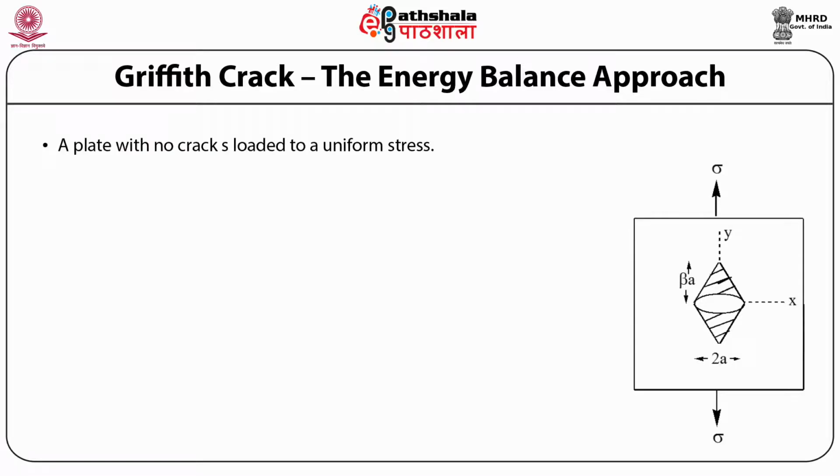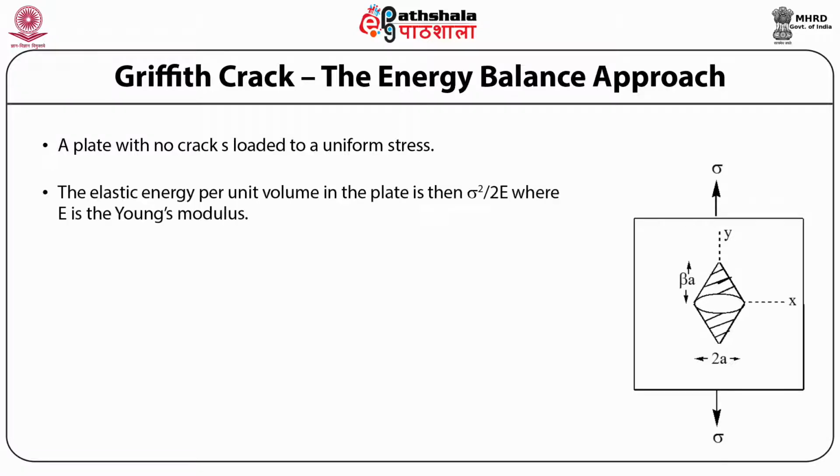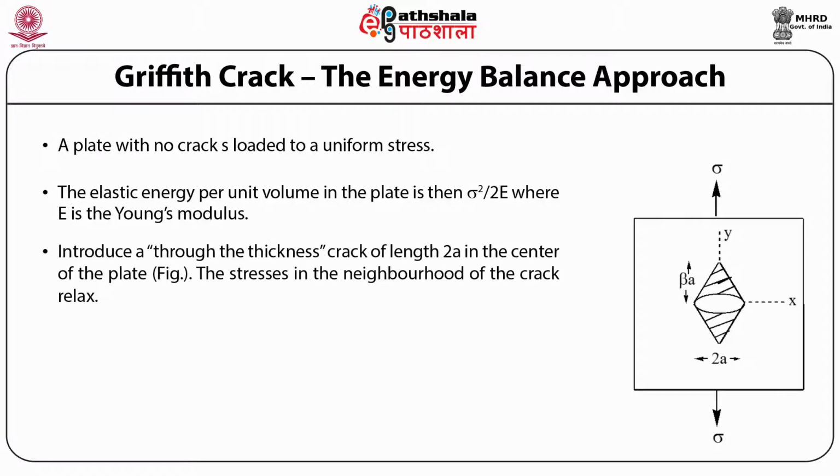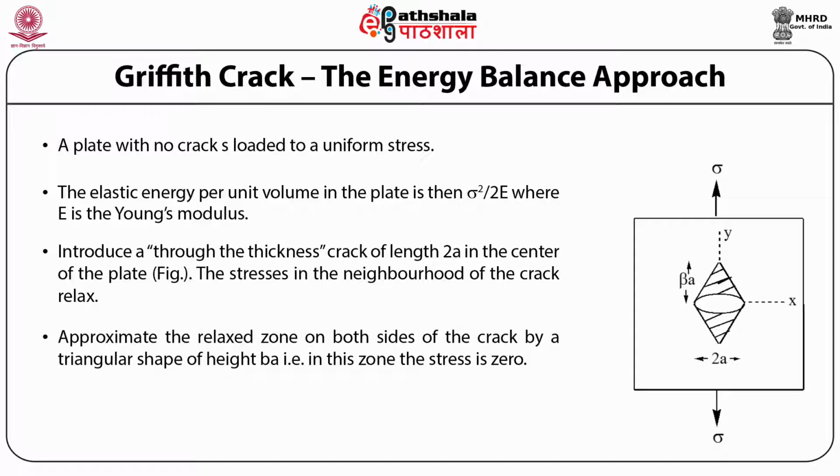Consider a plate in which there is no crack, which is loaded to a uniform stress sigma. The elastic energy per unit volume in the plate is then sigma square by 2E, where E is the Young's modulus. Now introduce a through the thickness crack of length 2a in the center of the plate. So the stresses in the plate in the neighborhood of the crack relax because of the presence of the crack. The relaxed zone on both sides of the crack can be approximated by a triangular shape of height beta a. That is, in this zone, the stress is 0.